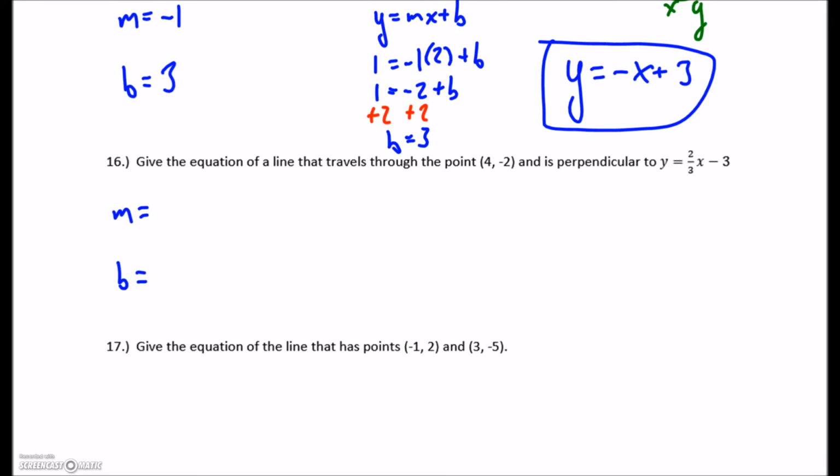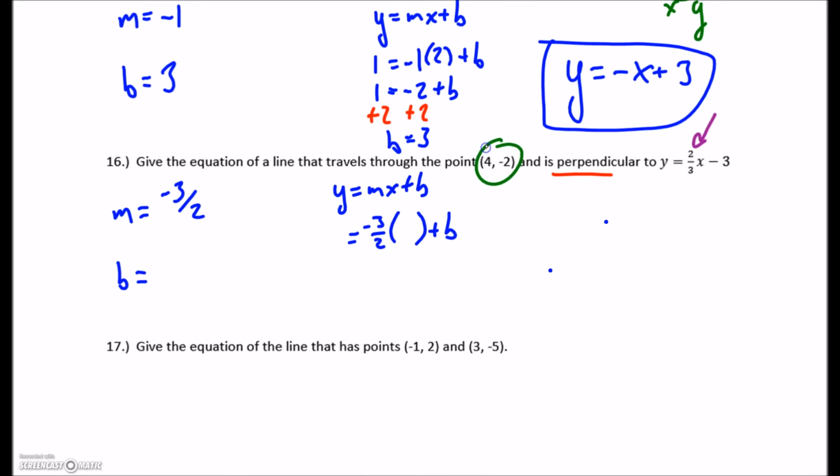This time I'm told that I'm perpendicular to a line. Well, this line has a slope of 2/3. For perpendicular lines, the slopes are opposite reciprocals, so instead of a positive 2/3, I'm going to do a -3/2. And now I do the same thing: a fresh y equals mx plus b, and I plug in what I know. I know the slope. b is the thing I'm trying to solve for, so I just need an x and a y value, and again, that's why I'm given this ordered pair right here.